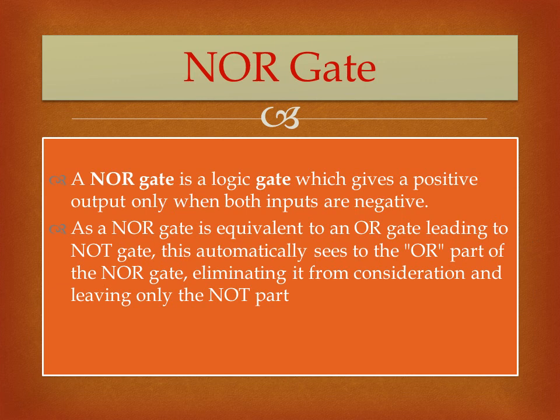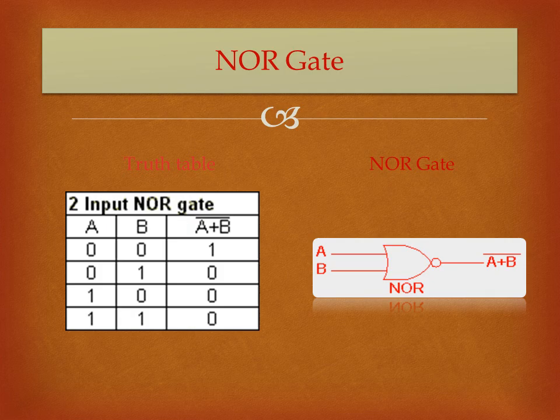Then the NOR gate. The NOR gate is a logic gate which gives a positive output only when both inputs are negative. A NOR gate is equivalent to an OR gate followed by a NOT gate. So this is the major concept of the NOR gate. The circuit for the NOR gate gives A plus B whole bar.